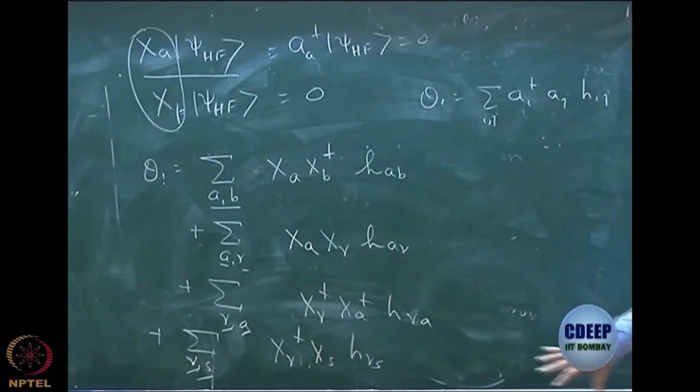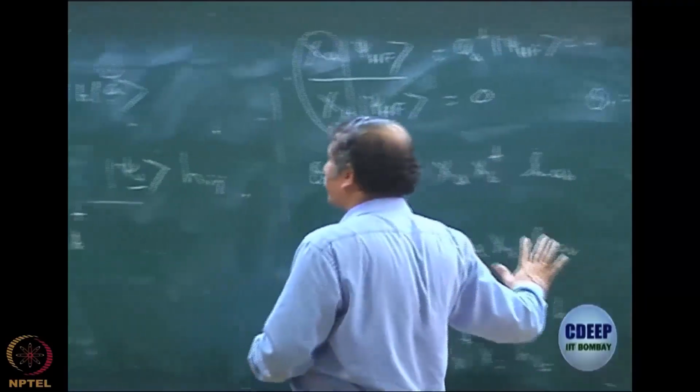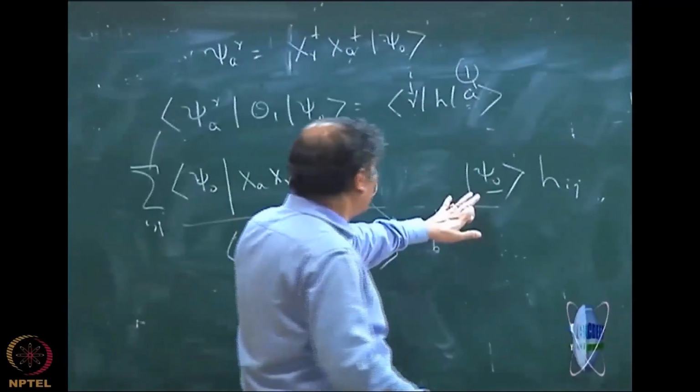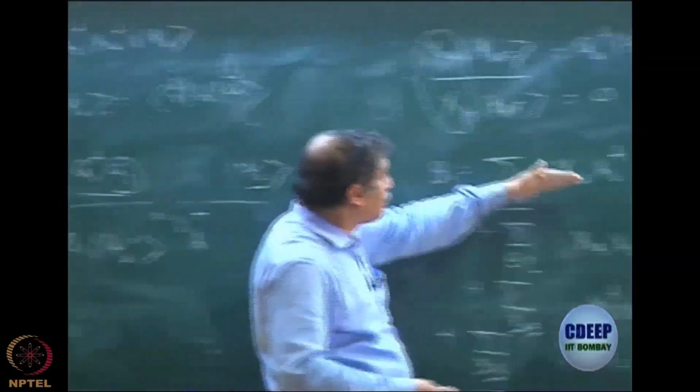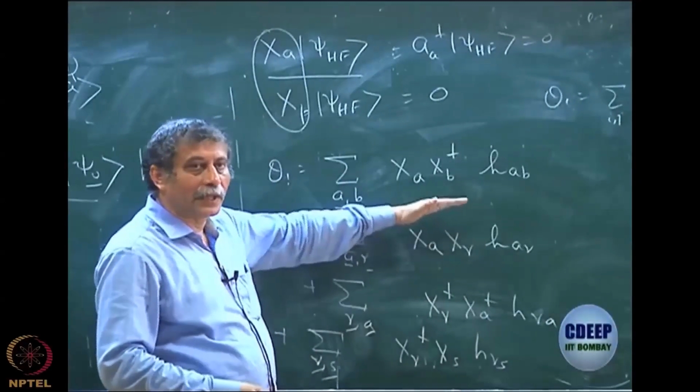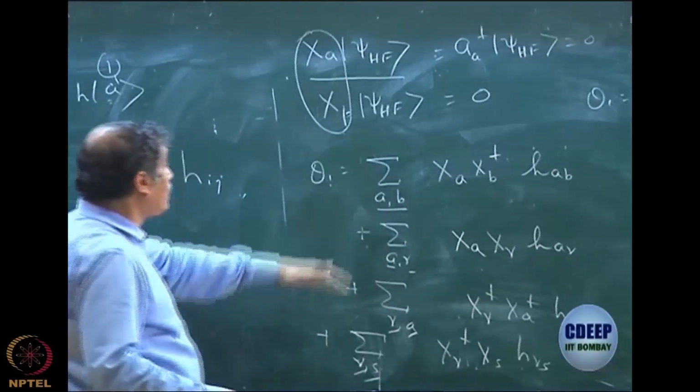But this now constitutes the entire form of the operator. When I act on a psi 0, depending on what I am acting on, some of these will become 0. Okay, their action will become 0. But this is the general form of theta 1.